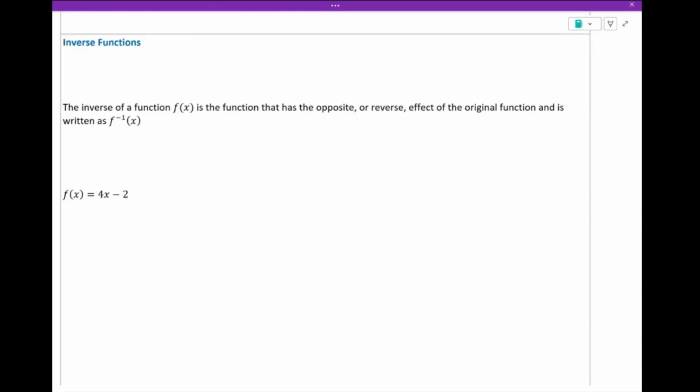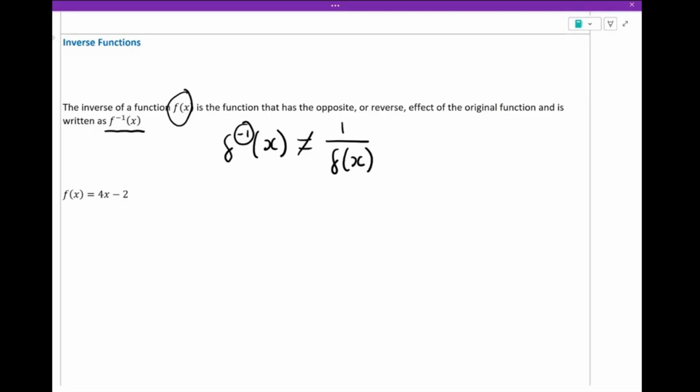So we're now going to look at inverse functions, and we've got the definition of an inverse function here. Okay, it says the inverse of a function f of x is the function that has the opposite or reverse effect of the original function and is written with this notation here, f minus 1 of x. Now, just to be clear, when we've got the negative 1 up here, this is not a power. So previously, you might have learned that a negative 1 power means reciprocal. So you might start thinking that this is the same as 1 over f of x. That is not correct. This notation here is just the notation we use for an inverse function. So don't mix up the two.